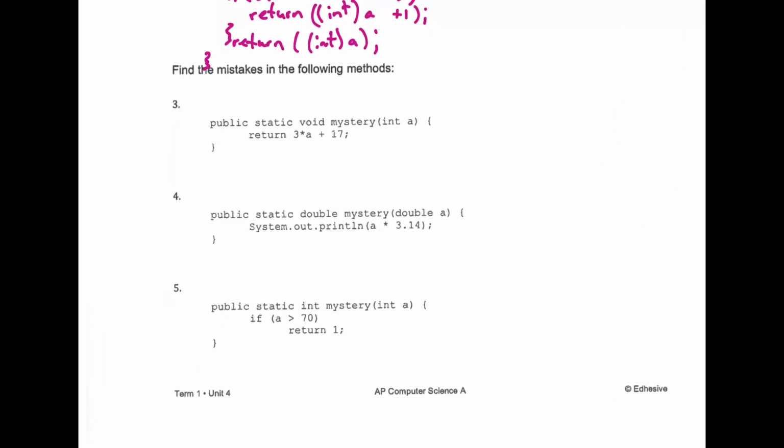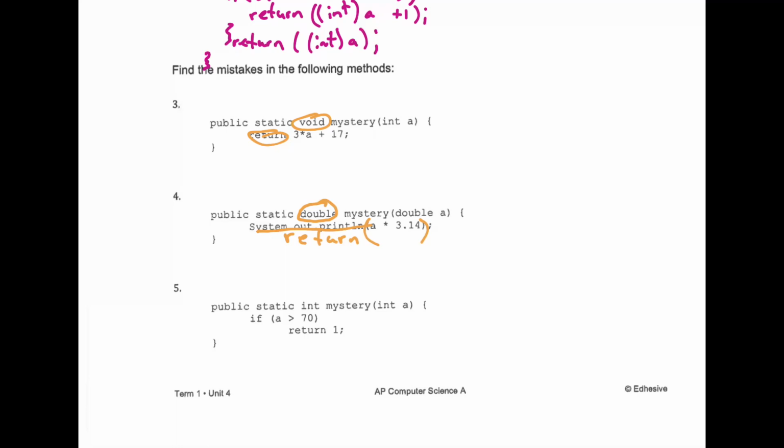All right, to find the following mistakes. Our first issue with number 3, once again, pause the video, try it on your own. But we're trying to return something, and it's a void method. So remember, you cannot return something that's void. Number 4 is the exact opposite. We're supposed to return something, but we're not. We're printing it out. So instead of that System.out.print line, we'd like to return that.